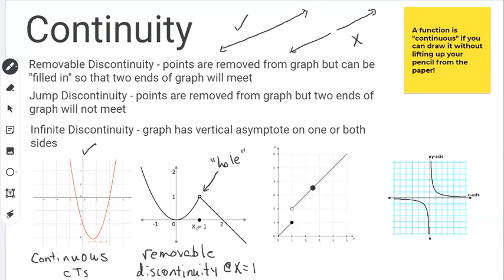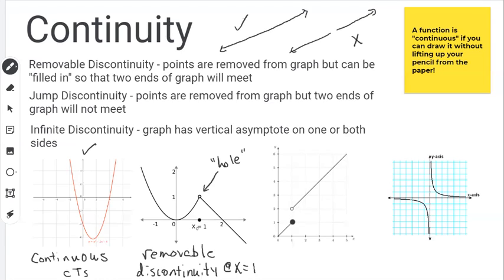Now the next one, is this function continuous? Well, I come in from the bottom and I stop right here. And then notice that I have to pick up my pencil to put it right here and then keep on drawing. So this function has a discontinuity at 1. But what kind of discontinuity is it? Is it removable? Is it jump? Or is it infinite?